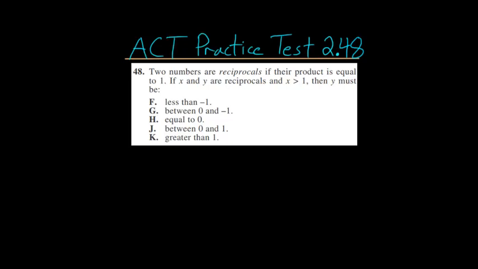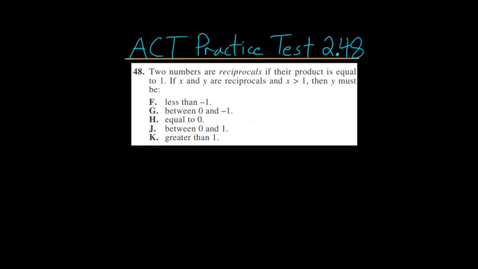For the 48th problem on the second ACT practice test: two numbers are reciprocals if their product is equal to 1. If x and y are reciprocals and x is bigger than 1, then y must be what? So let's first look at the concept of a reciprocal.